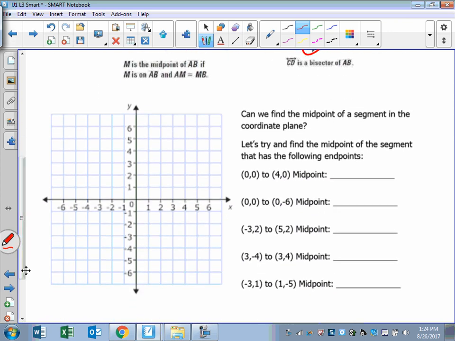So can we find the midpoint of a segment in the coordinate plane? So we got 2 points and we want to try to find the midpoint. Well, if you understand the concept of the middle, basic arithmetic will tell you that the middle of 0 and 4, half of 4, is 2. But the thing that you want to remember is that anytime we say midpoint, we need a point, a coordinate. So we need two numbers. So 2 and 0.